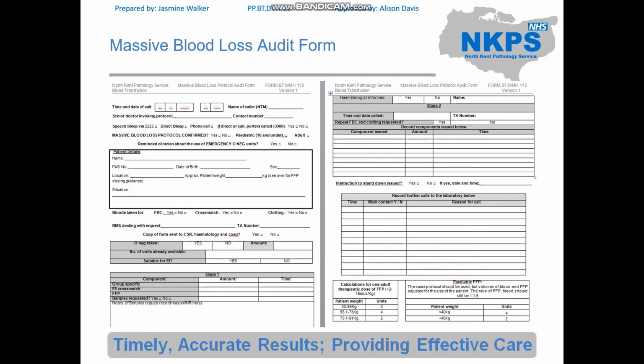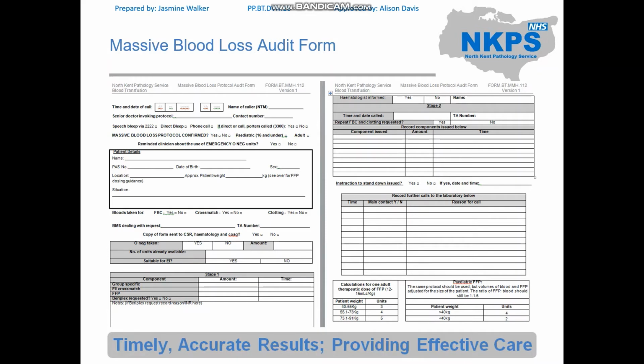This is our current massive blood loss protocol form. You can tell I screenshotted it, which is why there are the red underlines and stuff. Ignore that for now. So what we would do on this is you record the time and date of the call, the name of the caller, the senior doctor invoking the protocol, and their contact number.